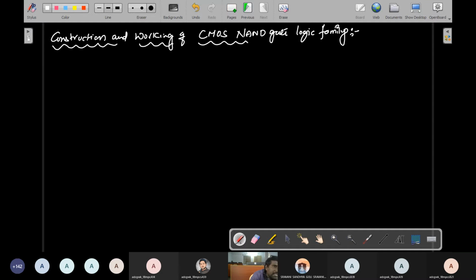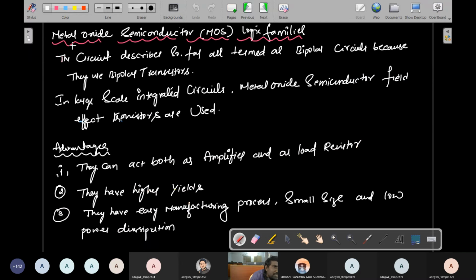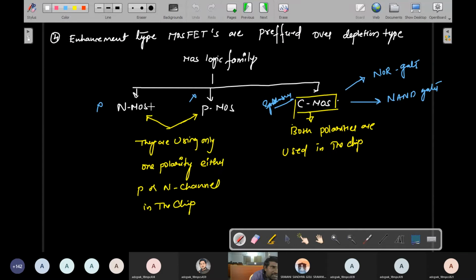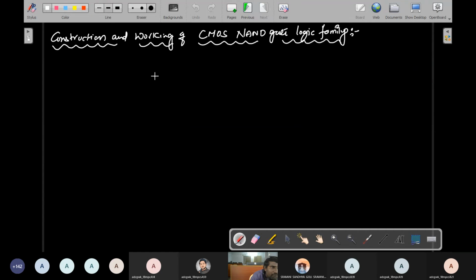It's very important. See, actually these logic families are very important questions for examination. See, once again, what is a metal oxide semiconductor logic family? They ask advantages, and after that types of logic families. Okay, after that I'll move to construction and working of CMOS NAND gate logic family.